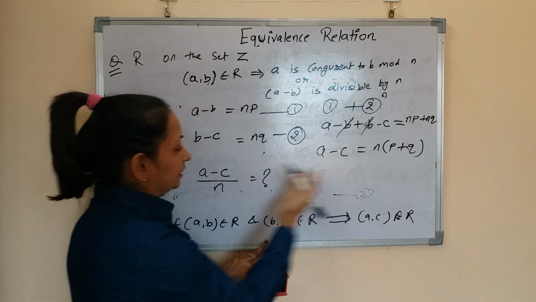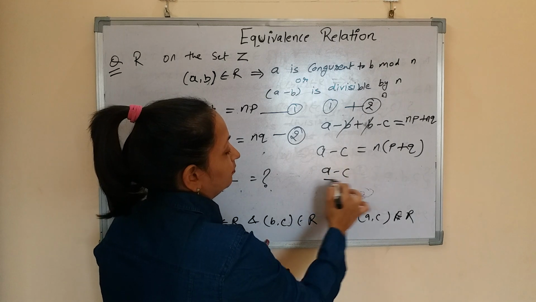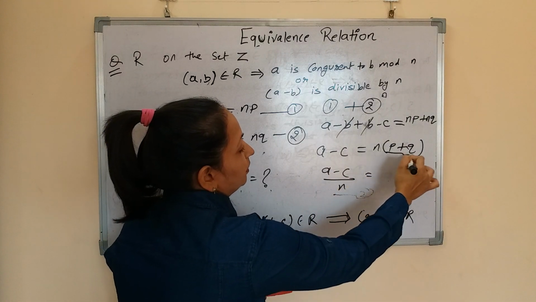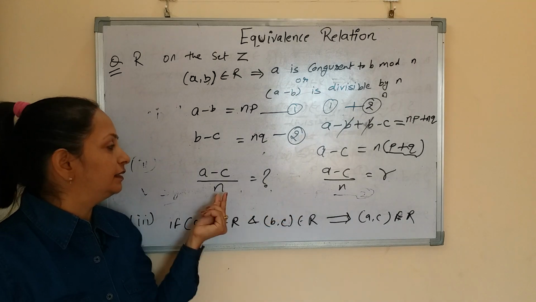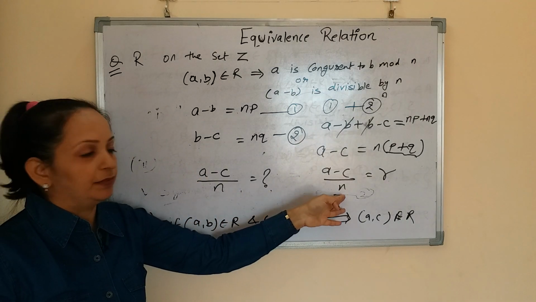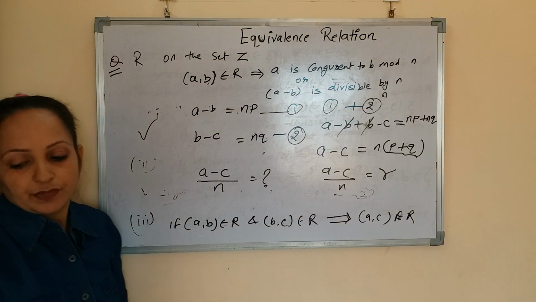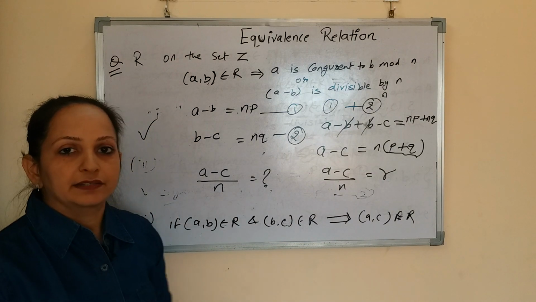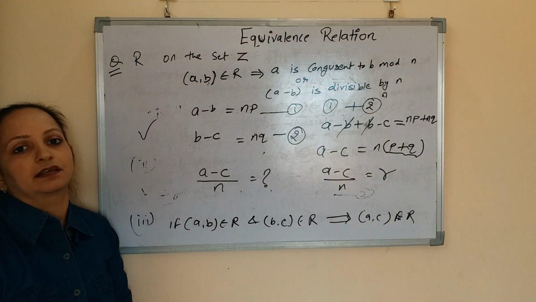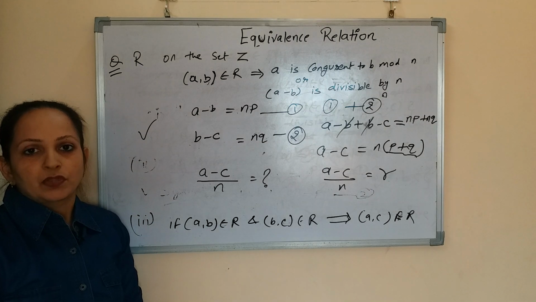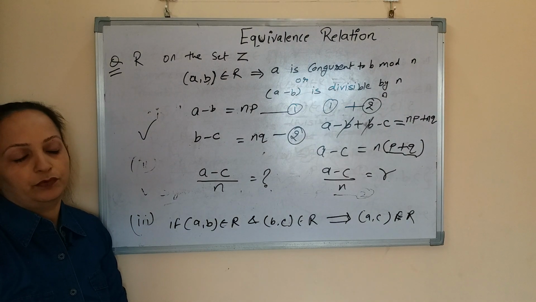So I'm already getting the third statement, that is A minus C is divisible by N, and I'm getting P plus Q, that will be another integer R for me, and we can clearly see that A minus C is divisible by N. So we can say that the relation is transitive. Hence we see that the relation is reflexive, it is symmetric, and it is transitive. So we can say that the relation is an equivalence relation. Hope you got the concept. You can note down this example, and then we will move forward to the next example.